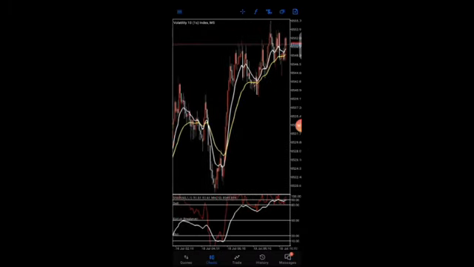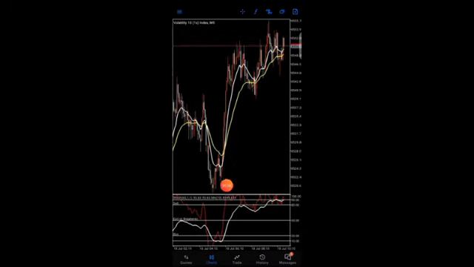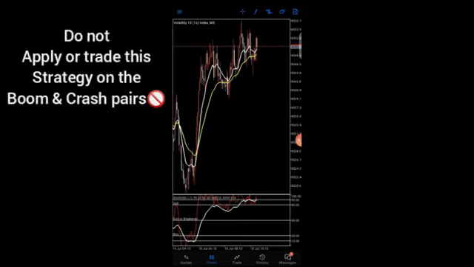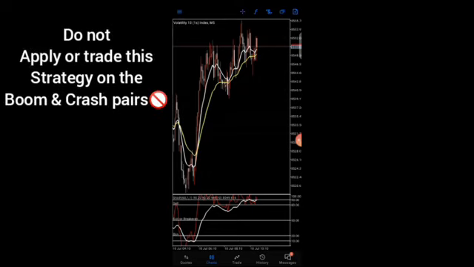Okay, what we can see on our screen is the moving average. We have two moving averages on our main charts, and we have the stochastic oscillator and the moving average inside. I'll be using a volatility 101S index to illustrate how to use this strategy. It works on all VIX pairs and step index. Not boom and crash, please. Just VIX pairs and step index.